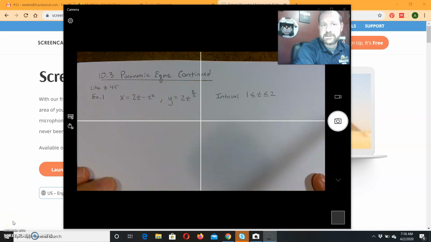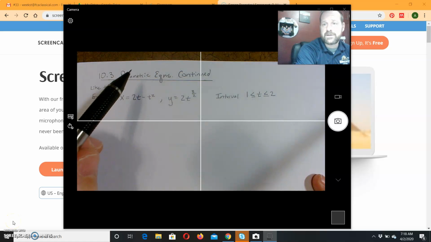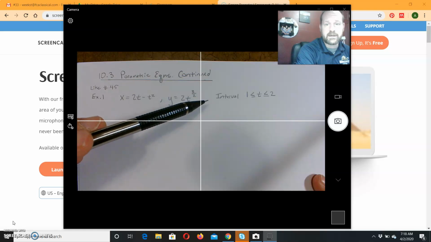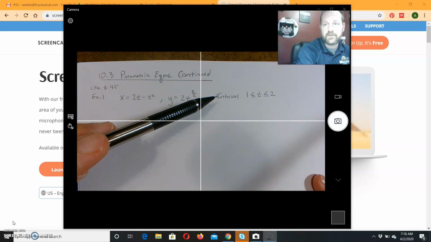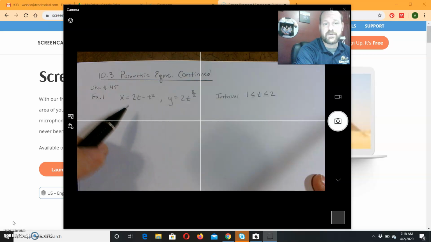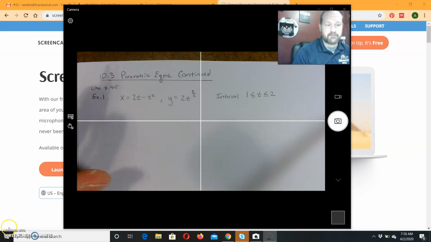Alright, here is 10.3 parametric equations again and continued. So this is like number 45 in your book. So here we go. We're given our x and y parameters, and we are given an interval of what this is over, and we are tasked with finding an integral that will provide the surface area. Okay, so let me pause a second.